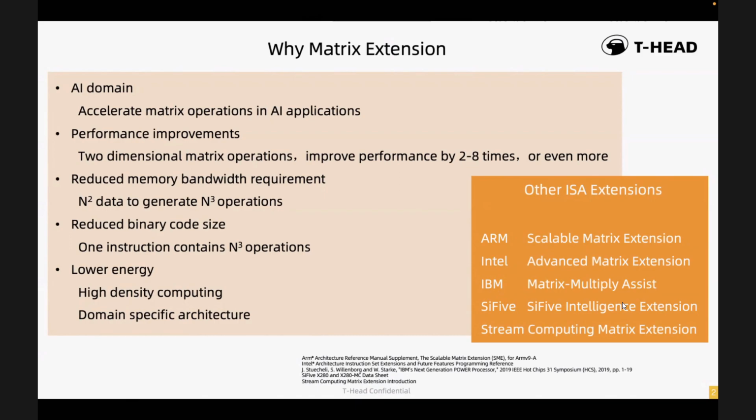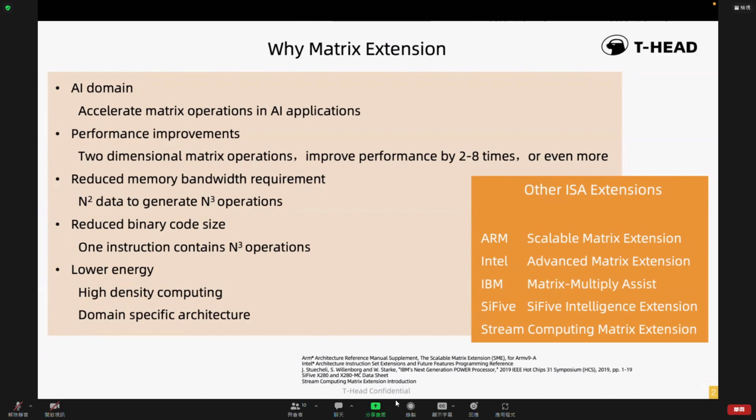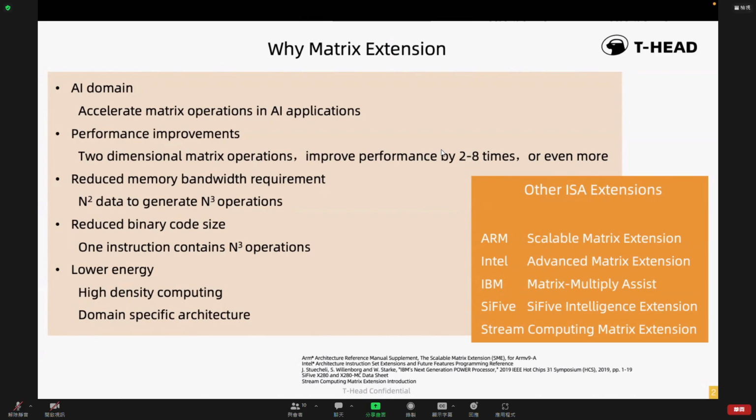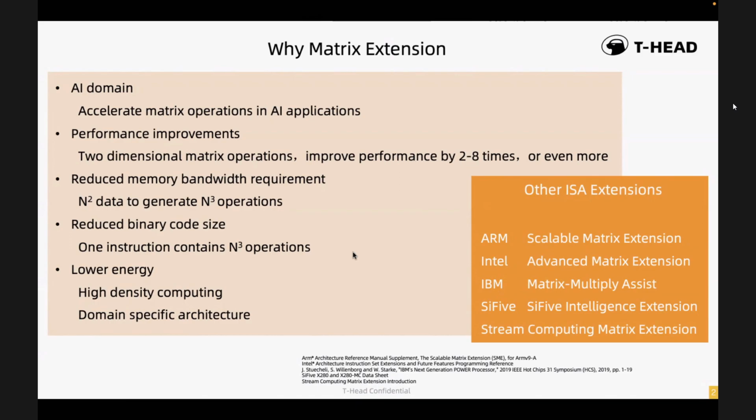Secondly, it can reduce the memory bandwidth requirement. By matrix computation and data reuse, matrix extension can generate more operations with less memory access to save bandwidth. And the matrix extension also reduces code size because the computing density of a single instruction increased. Finally, due to the high density computing and the domain-specific architecture, matrix extension provides us a low power option on the RISC-V architectures.